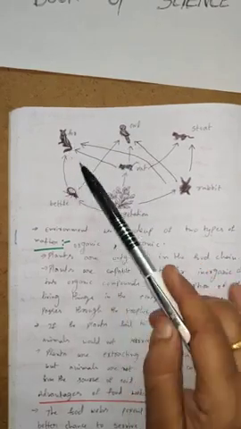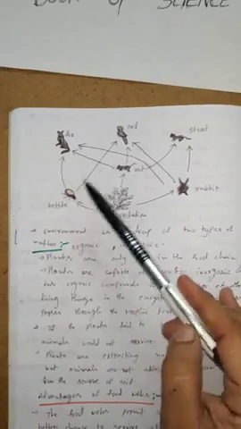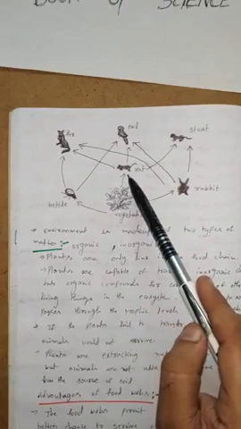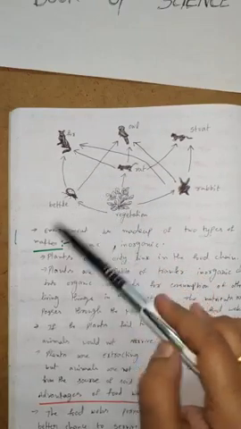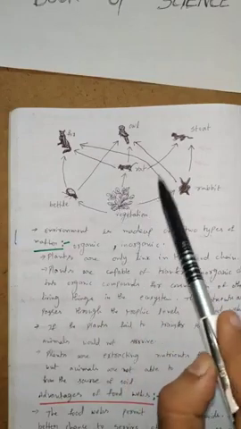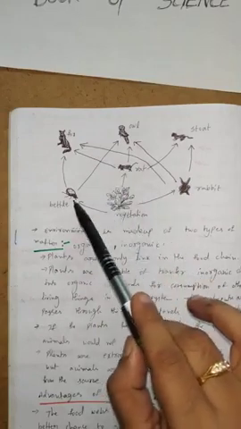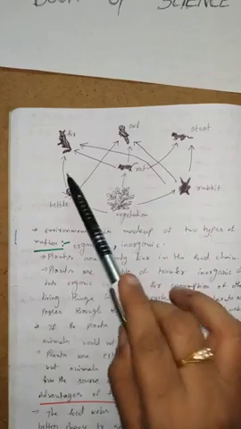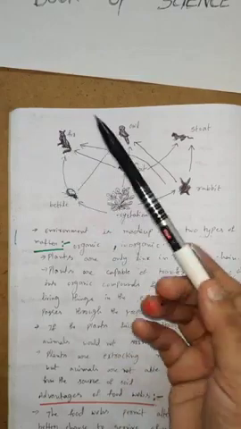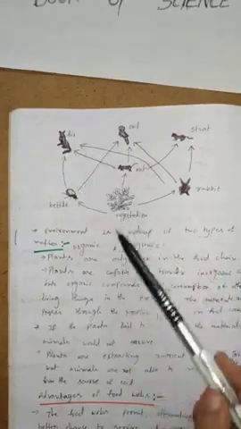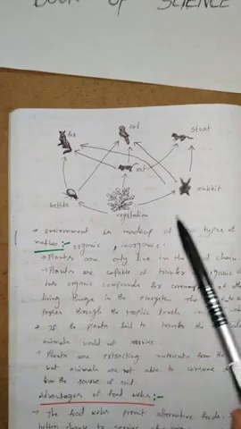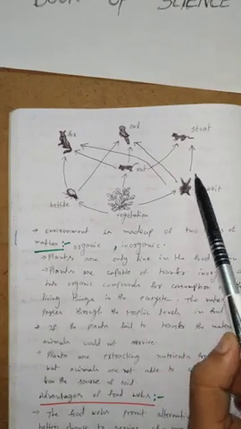This one, the fox. The fox eats beetle, rat and rabbit. If the rat is not available for food, the fox eats beetle. If the beetle is not available for food, the fox eats rabbit. So different types of food are available in the forest for the fox. So the species survive in the forest.